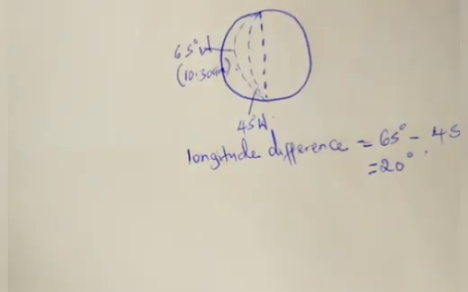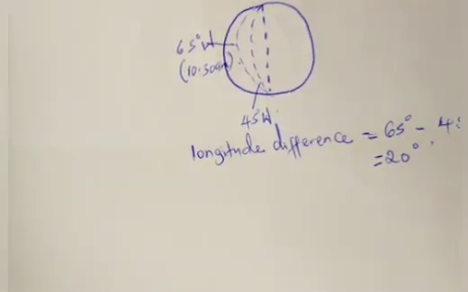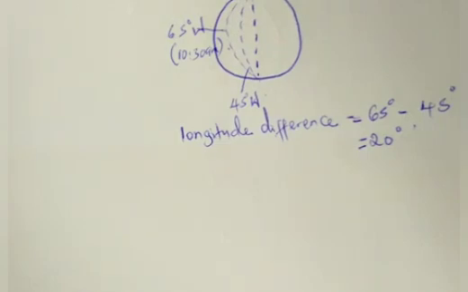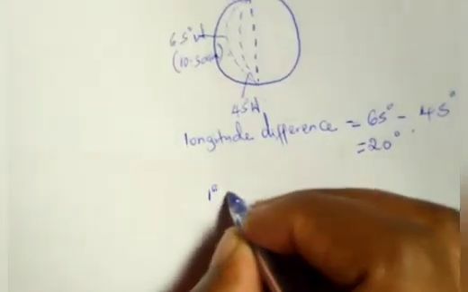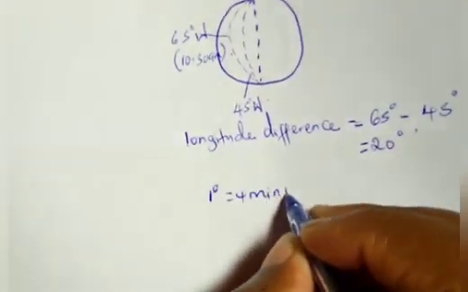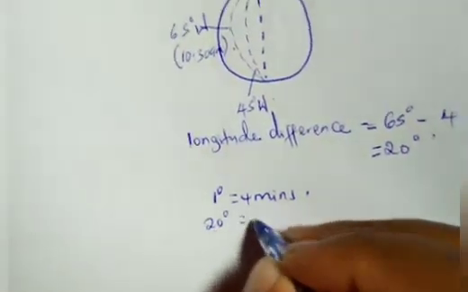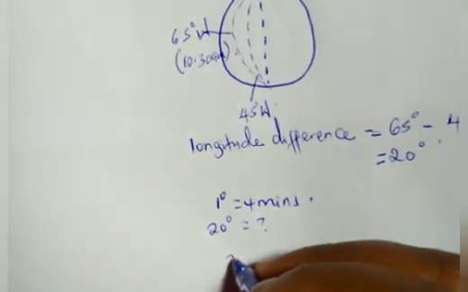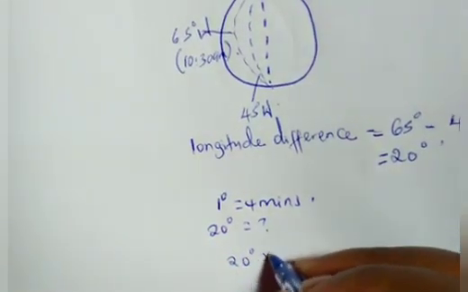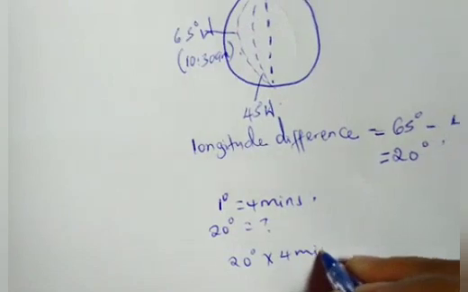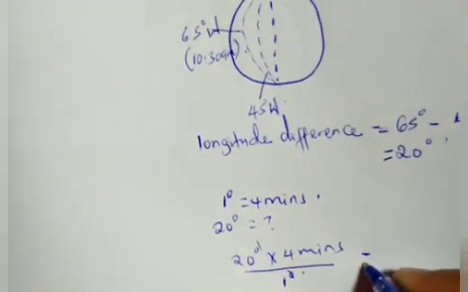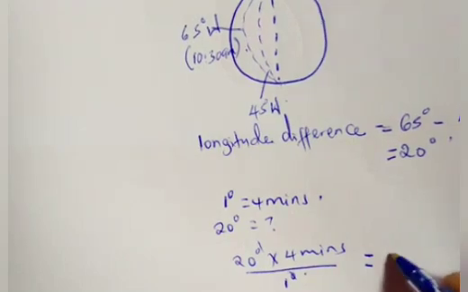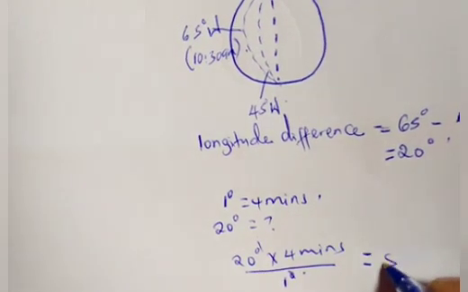So we now want to know how long the Earth will take to rotate 20 degrees. If 1 degree is covered in 4 minutes, then 20 degrees will be covered in how many minutes? 20 degrees times 4 minutes, divided by 1 degree. Degree cancels. Then we have 20 times 4, which should give us 80 minutes.